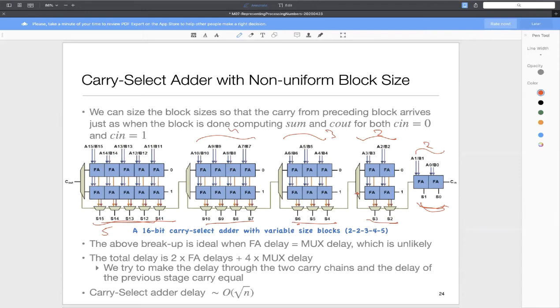So what will happen now is that at what time would this guy be ready? T equal to 2. T equal to 2. Good. And then these guys are also ready at T equal to 2. So the output here would be T equal to 3. And what about these guys?